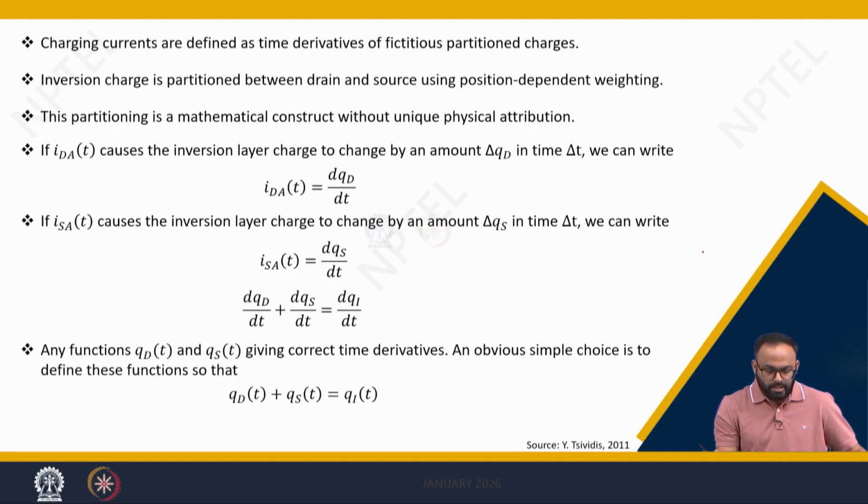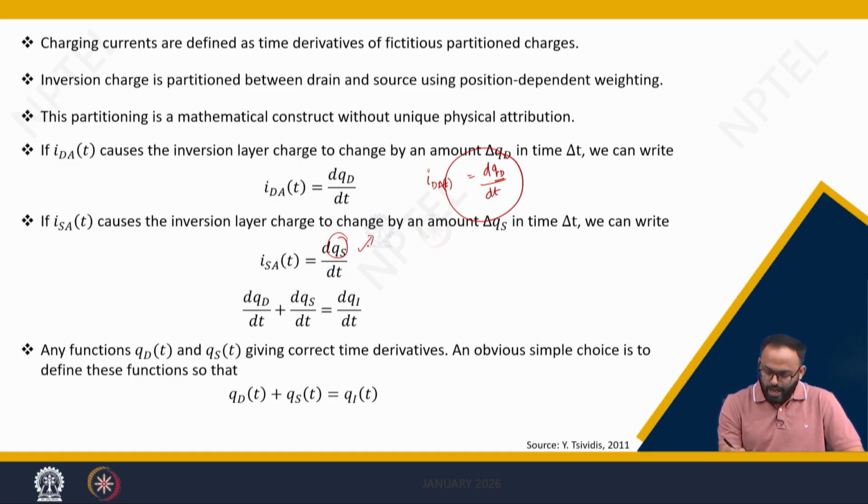So, let us define some fictitious charge, which is an assumed charge, that these charges are coming from extra terminals, or from outside the device. In association, we can define IDAT as nothing but the change in this fictitious charge at the drain side per unit time. Similarly, you can define Qs as a fictitious charge which is coming from the outside world to the source, through the source to the channel, and this will give rise to extra current, that is ISA.